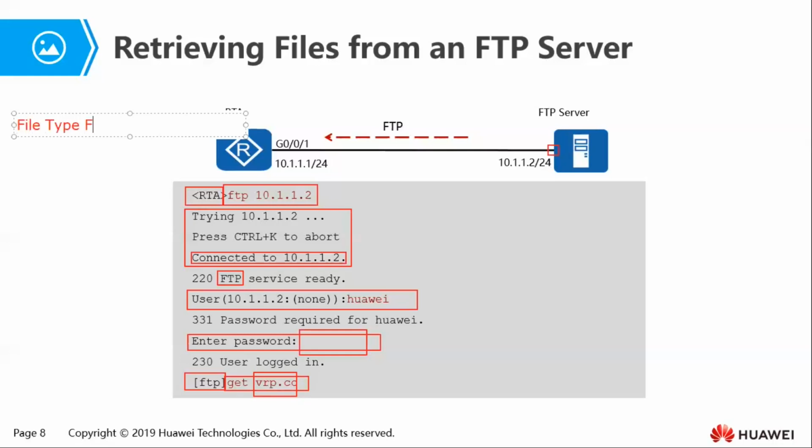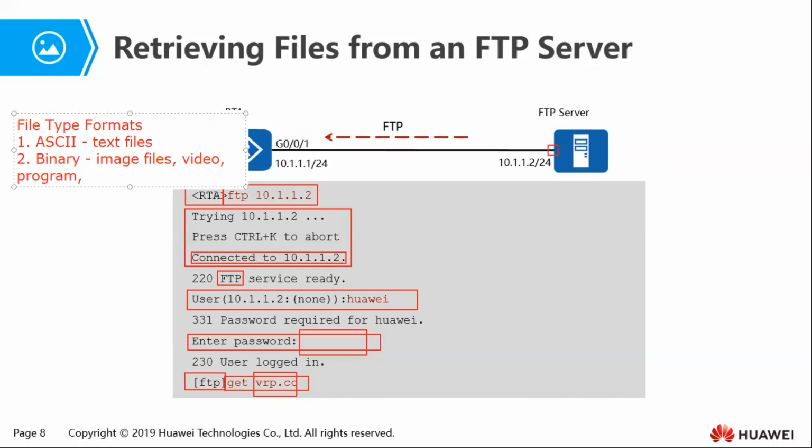Now, file type formats. We have two major file type formats. The first one is called ASCII, and the next one is called binary. Sometimes you have to set the file format that is supposed to be used to retrieve the file. Generally, ASCII is used for text files. On the other hand, binary is used for image files, video and things like that, program files.